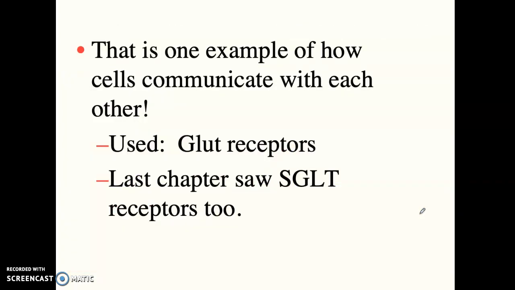I wanted to just highlight that what was used was a GLUT receptor, which is a receptor for glucose. And in the last chapter, as I said, we saw the SGLT receptor, which was the one that transported along with sodium. That's how cells communicate with each other, right? One cell from the pancreas is saying, okay, this is the signal, go for it. Now you have to take that sugar in.